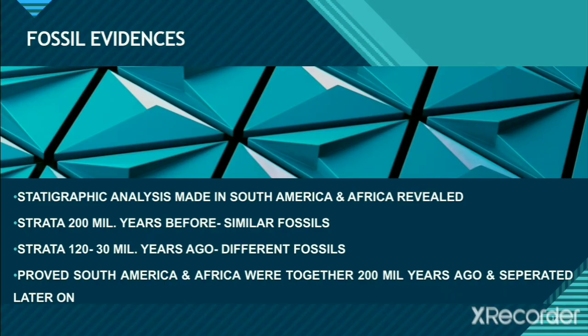Fossils are the imprints of animals and vegetation preserved in sedimentary rocks. The analysis of the sedimentary strata is called stratigraphy, and fossils play an important role in stratigraphy. When the stratigraphic analysis was made in South America and Africa, the strata which were more than 200 million years old had similar fossils in both areas. In contrast, the comparatively younger strata had different fossils in South America compared to Africa. This is also an indication that South America and Africa were united together 200 million years ago and separated after that.